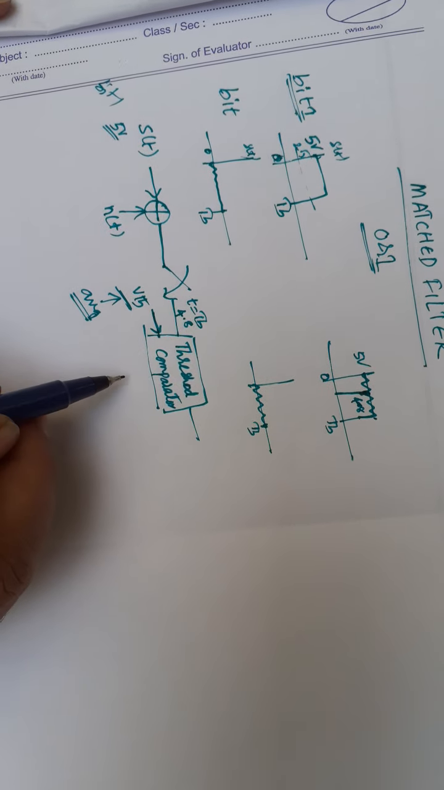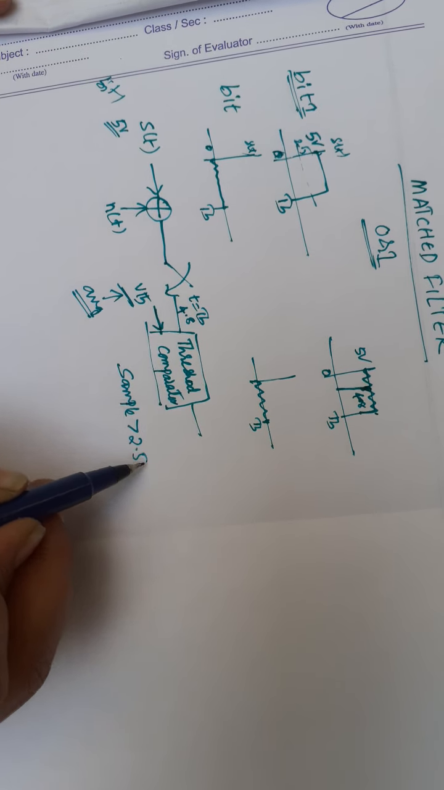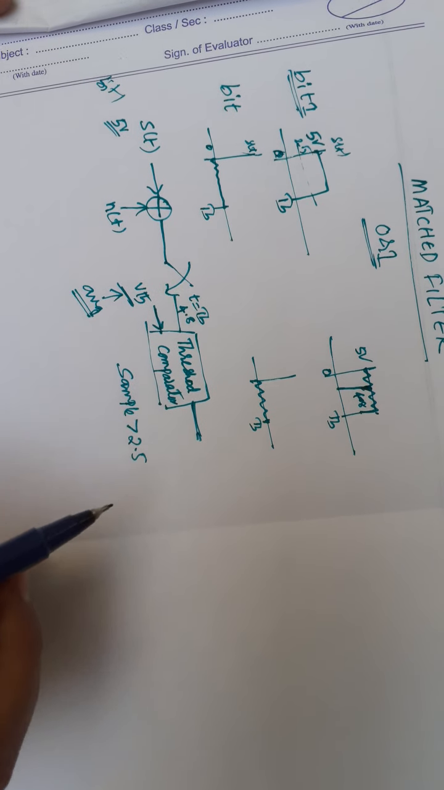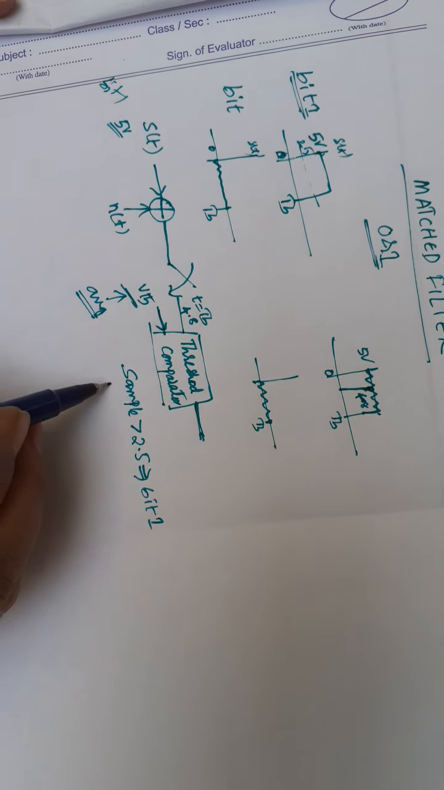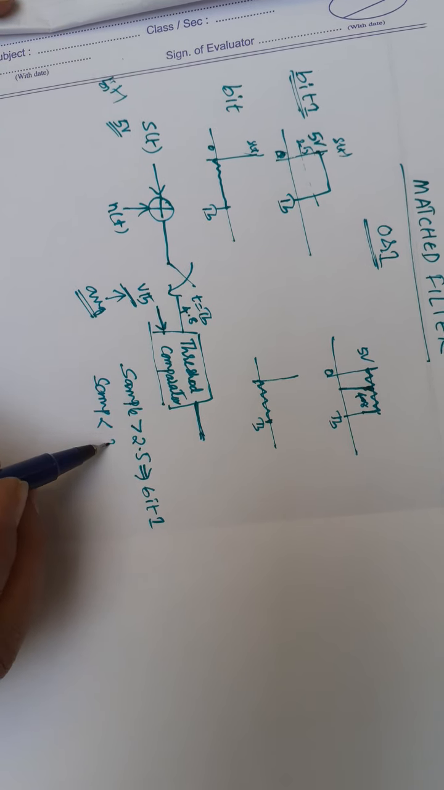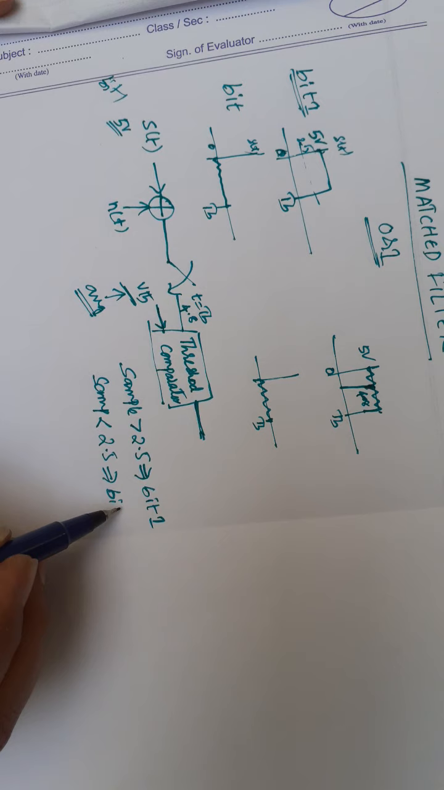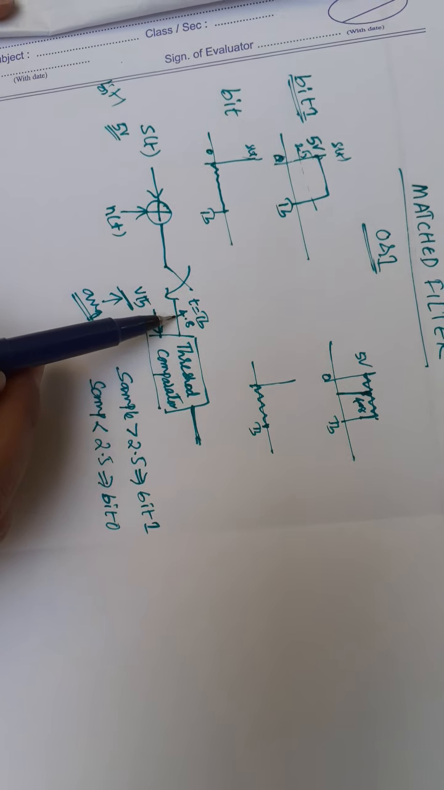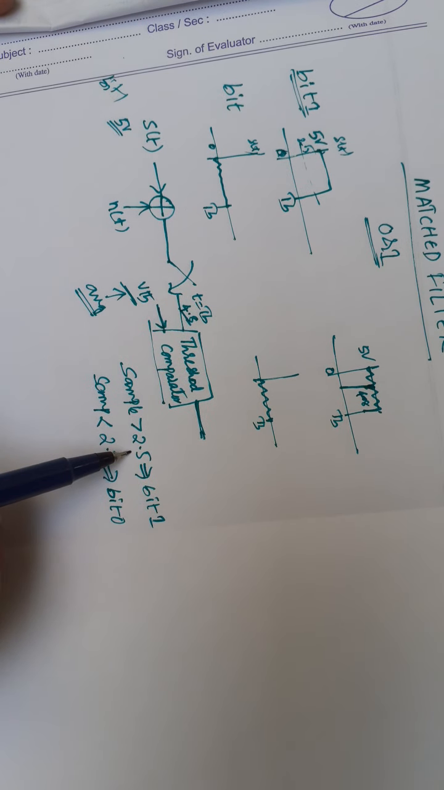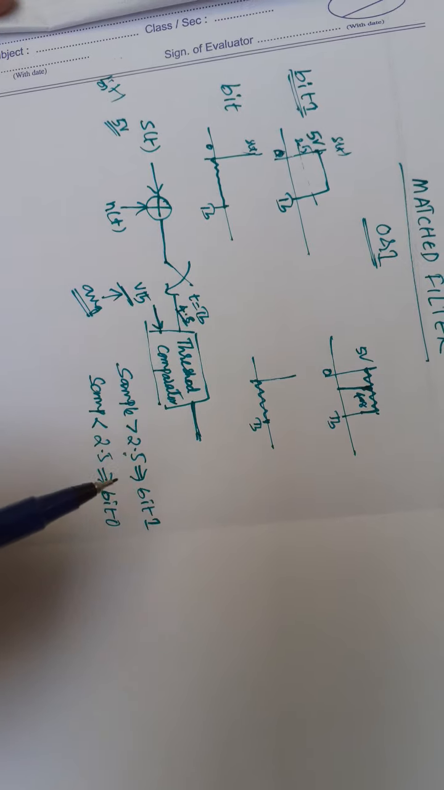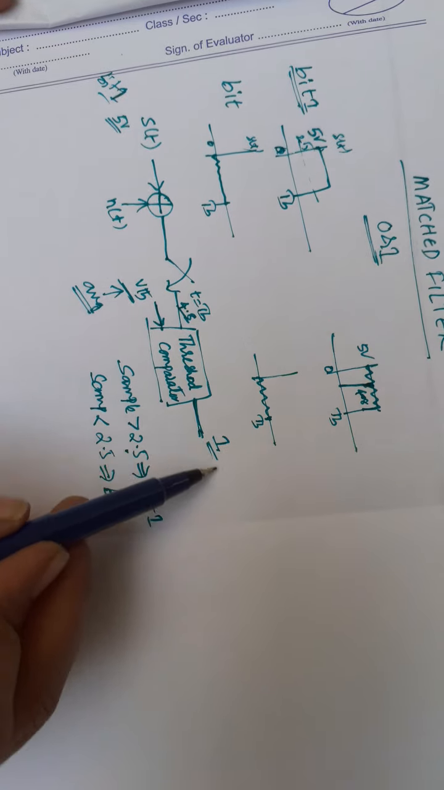So now comparing here, if the sample value is greater than 2.5, the threshold comparator produces output in favor of bit 1. If the sample value is less than 2.5, the threshold comparator produces output in favor of bit 0. Now this value is 4.8, which is greater than 2.5, so the threshold comparator will produce bit 1. I am transmitting bit 1 here, and I received the same bit.